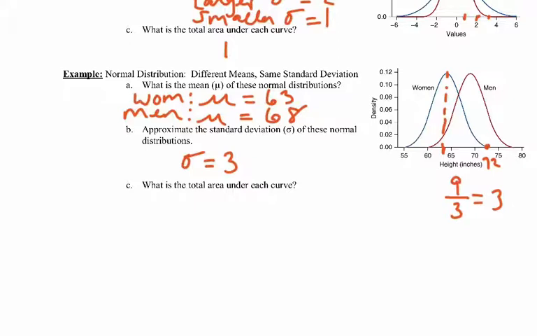If you're a little unclear on how I got that, do not worry. I do want you to just make sure that you see that the standard deviation or the spread for both of the distributions looks like it's about the same. And then again, what is the total area under each curve? Of course, that's going to be 1.